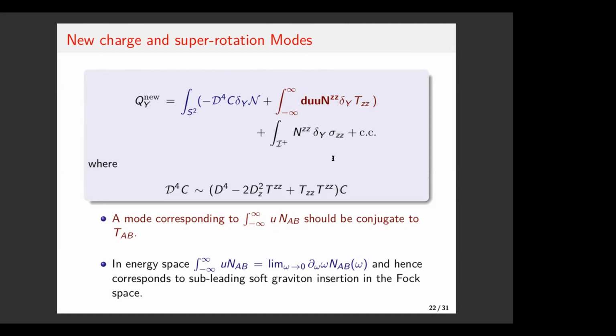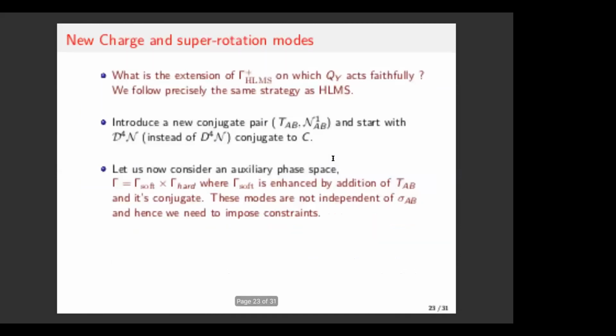This is exactly the logic that HLMS used in the supertranslation case. And just as a small comment, in energy space, this integral of u times news is precisely the subleading graviton insertion. And of course, this is why the Ward identities for superrotation give us subleading graviton theorems. So this is the charge that we want to now work with.